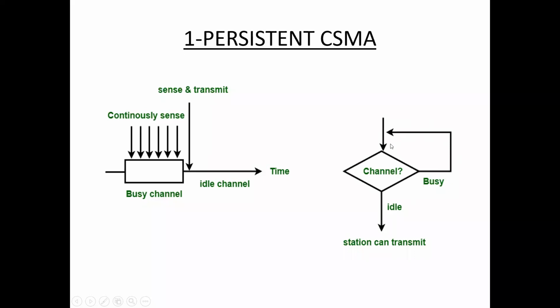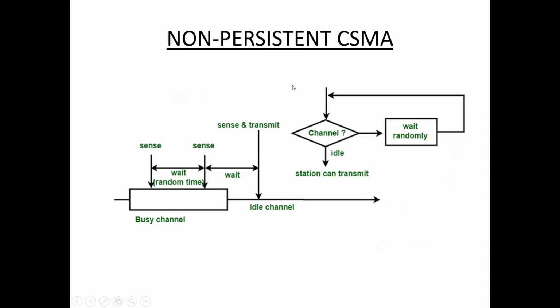So in one persistent CSMA, the station continuously senses the channel until it becomes idle. If the channel is idle, then the station transmits the frame. So this is about one persistent CSMA. When a station detects an idle channel, it immediately transmits the frame with probability 1. That's why it is called one persistent CSMA.